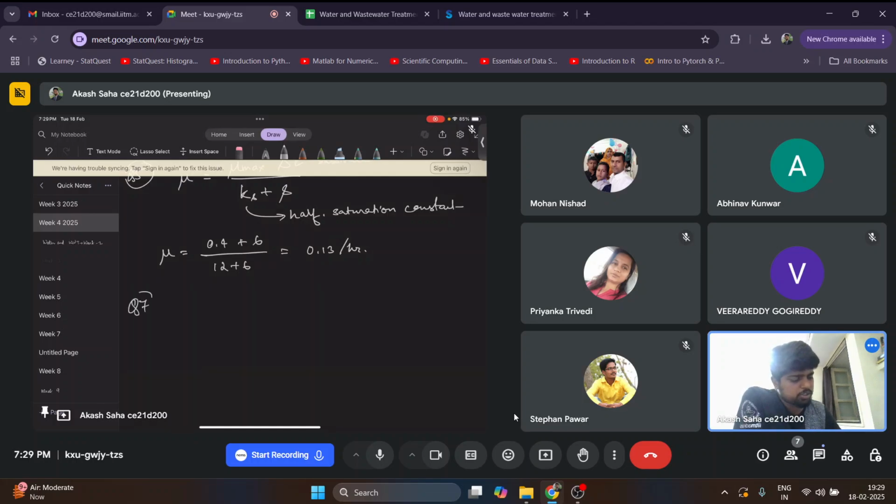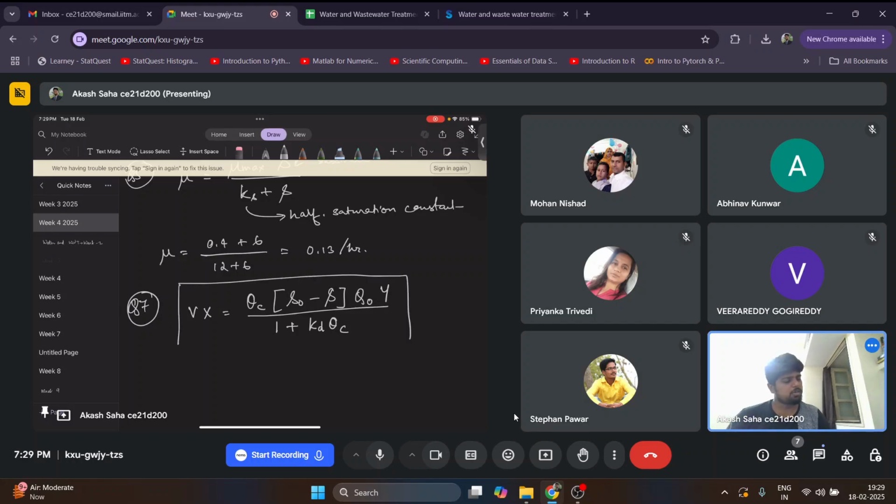So for solving questions, just remember, for any activated sludge process problems, the formula is V X, volume into the MLSS, is equal to theta c into S naught minus S, Q naught Y by 1 plus Kd theta c, or 0.05, whatever is given, Kd theta c. This is the formula. Just make a note of it.